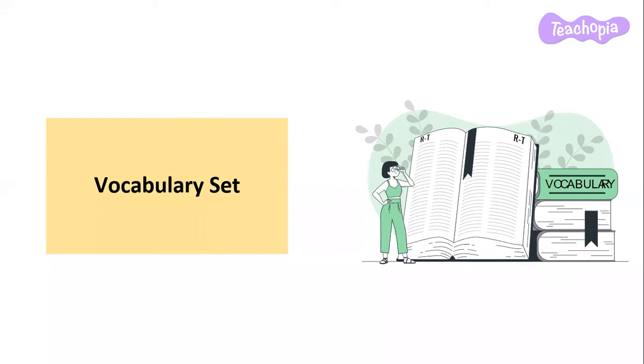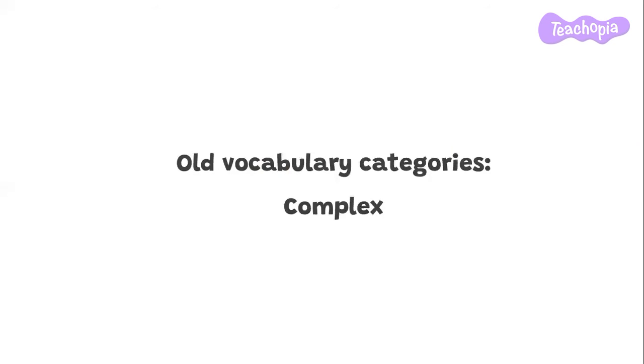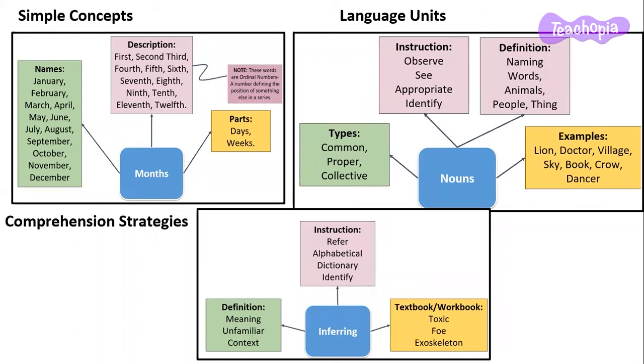Last time, we had discussed that a vocabulary set was nothing but a set of simple words or phrases associated with a topic and that we would need to know in order to talk about a topic in the classroom. Now, the vocabulary sets that we saw had lots of complex categories. For example, we had many different types of categories. A category like month was a very simple concept, whereas a category like noun was a little more complex concept that we called language unit. And a topic like inferring was more complex and we called it comprehension strategy.